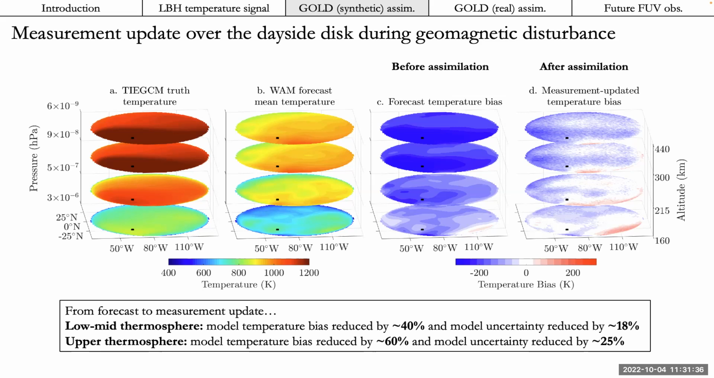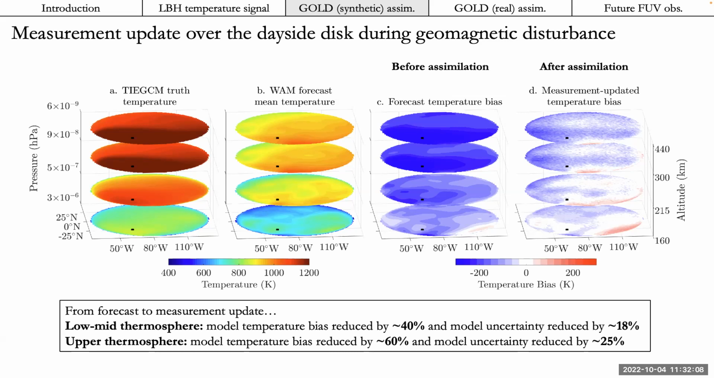And from the forecast to the measurement update, the model temperature bias is reduced by 40%. The model uncertainty is reduced by 18% in the lower middle thermosphere. And then in the upper thermosphere, the model temperature bias is reduced by 60% and model uncertainty by 25%. So these are, I guess, very encouraging preliminary results that suggest this new framework to assimilate GOLD FUV radiances can improve the three-dimensional specification of temperature in NOAA's WAM.